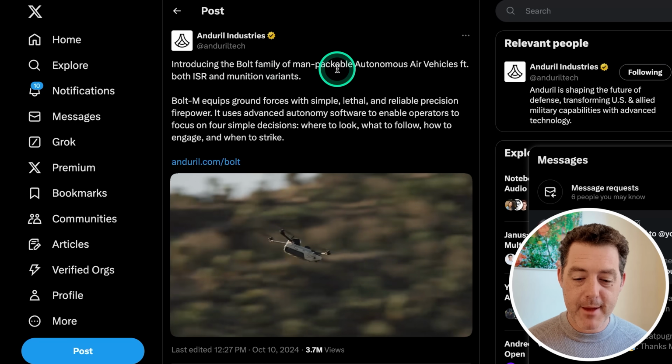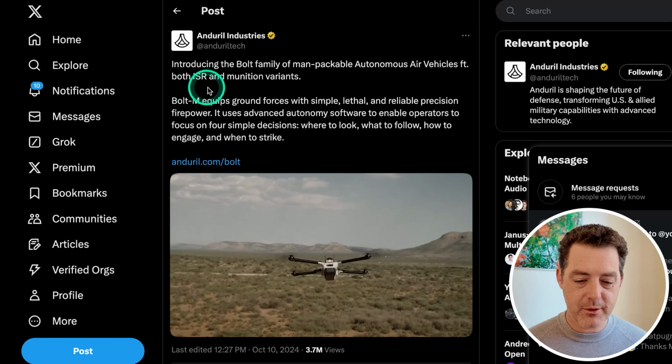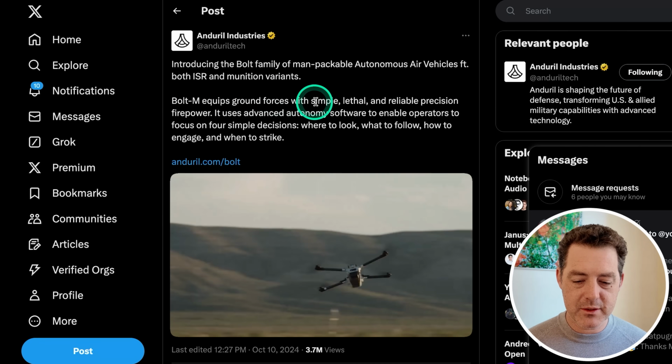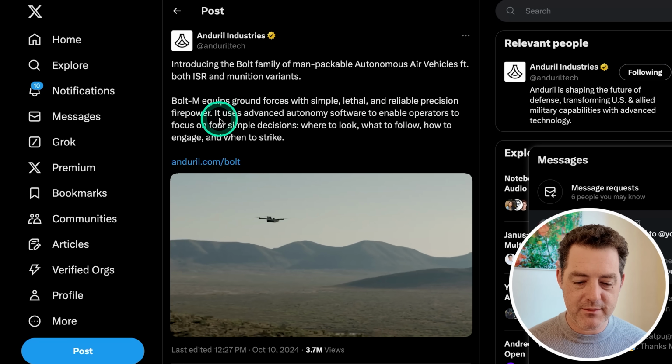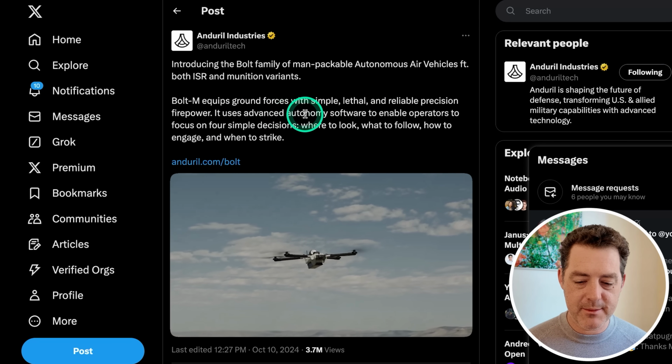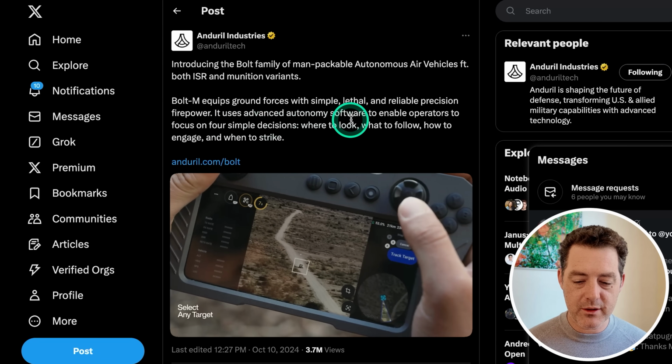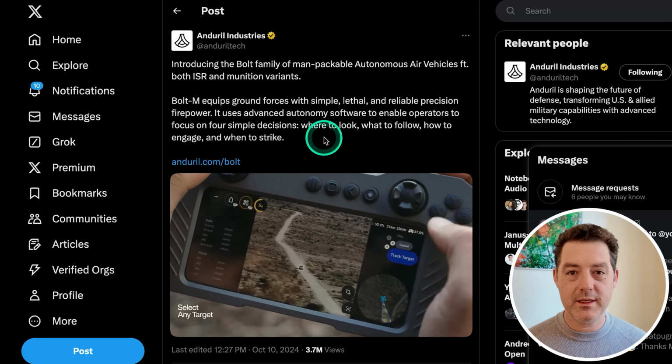Introducing the Bolt family of man-packable autonomous vehicles featuring both ISR and munition variants, Bolt M equips ground forces with simple, lethal, and reliable precision firepower. It uses advanced autonomy software to enable operators to focus on 4 simple decisions: where to look, what to follow, how to engage, and when to strike.